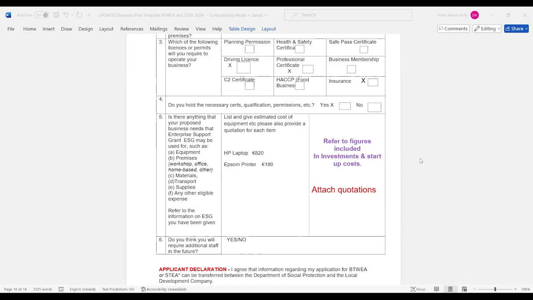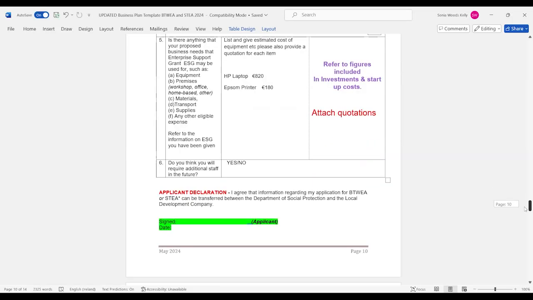So now the business plan is completed and it needs to be signed by the applicant in 2 parts. So the first signature here is the applicant's declaration, and this is where you agree that the information regarding your back to work enterprise allowance or your short-term enterprise allowance application can be transferred between the Department of Social Protection and the local development company.